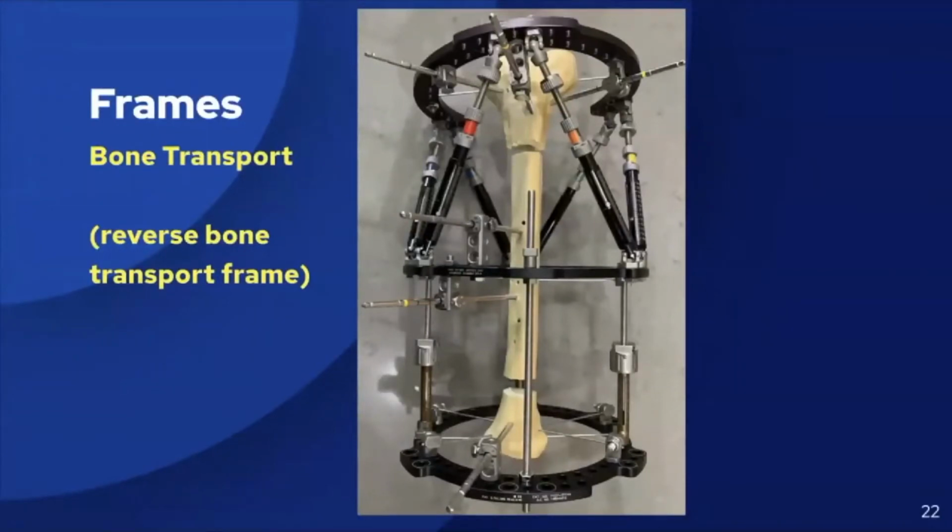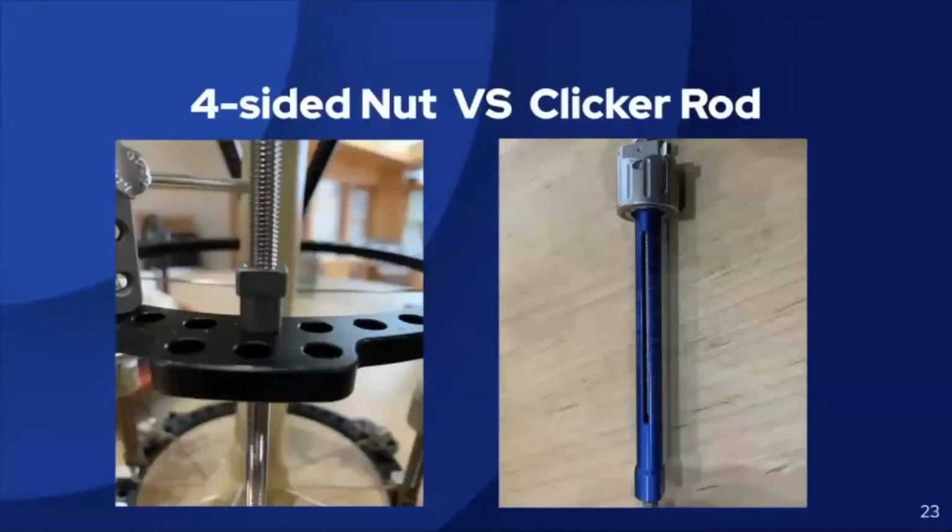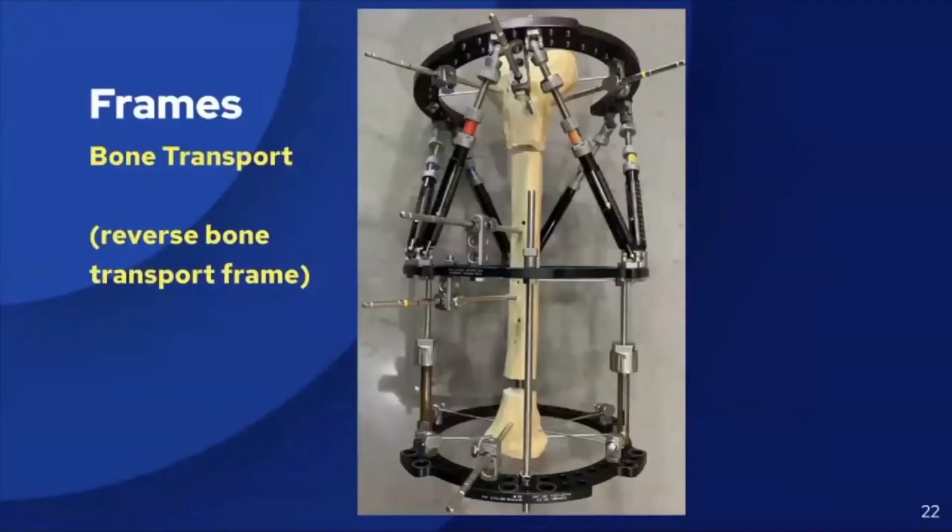This is the Sawbones frame that I set up. I've placed the bone defect and fracture non-union site at the proximal tibia. So this is a reverse bone transport of the tibia. You can see you've got a 3-ring frame, and to grow the regenerate bone on the lower segment, we are going to use straightforward controlled axial elongation of that segment. And we're going to use either clicker rods or 4-sided nuts as shown on this frame.